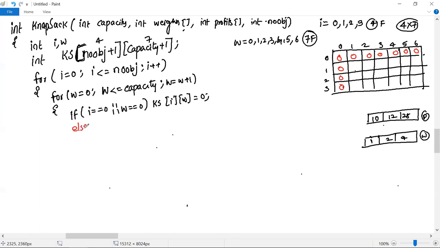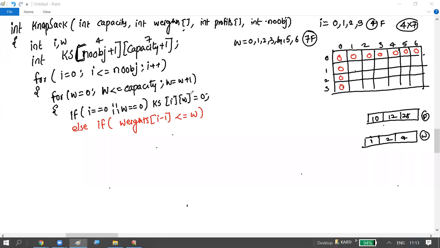Now, what should I do? Else if weights of I minus 1 less than or equal to current capacity. See, current capacity is represented using W. No doubt this code will be executed when W is 1. If W is 0, the earlier code was executed. Then what should I do?